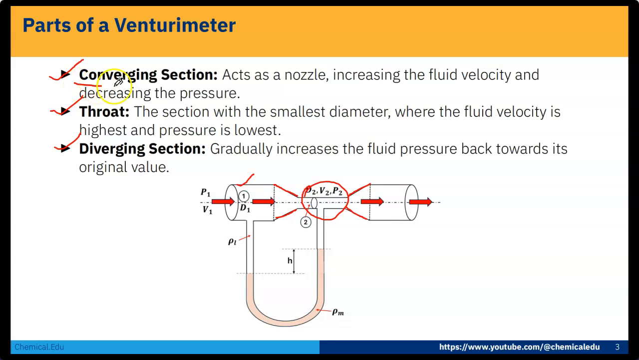Now converging section. That converging section acts as a nozzle, increasing the fluid velocity and decreasing the pressure. So here the velocity will increase and the pressure will decrease. And throat section with the smallest diameter, where the fluid velocity is highest and pressure is lowest. And diverging section gradually increases the fluid pressure back towards its original value. So here you remember, this is converging section, throat and diverging section.